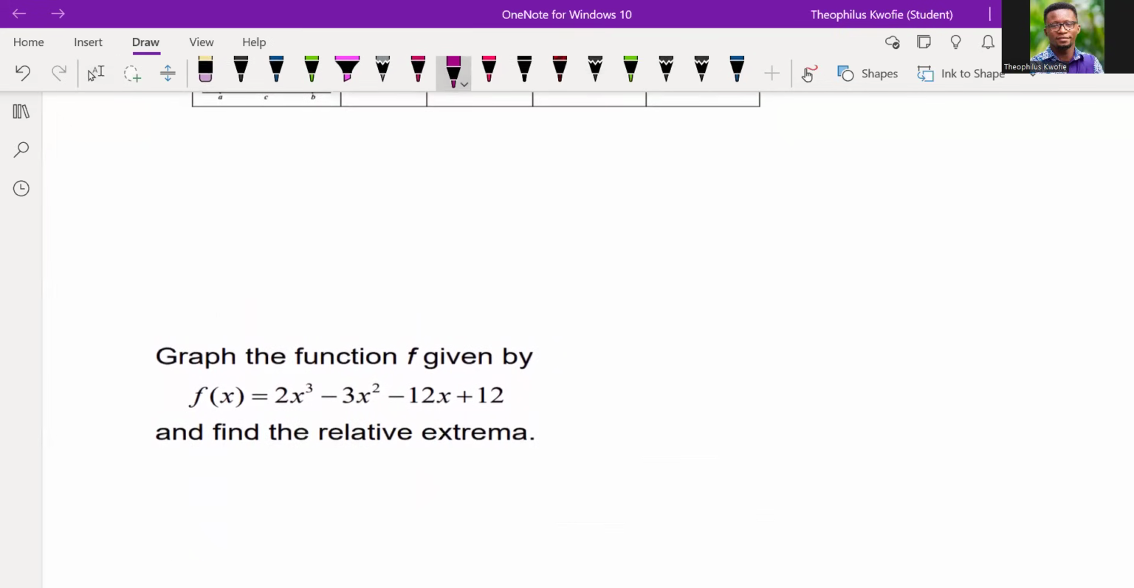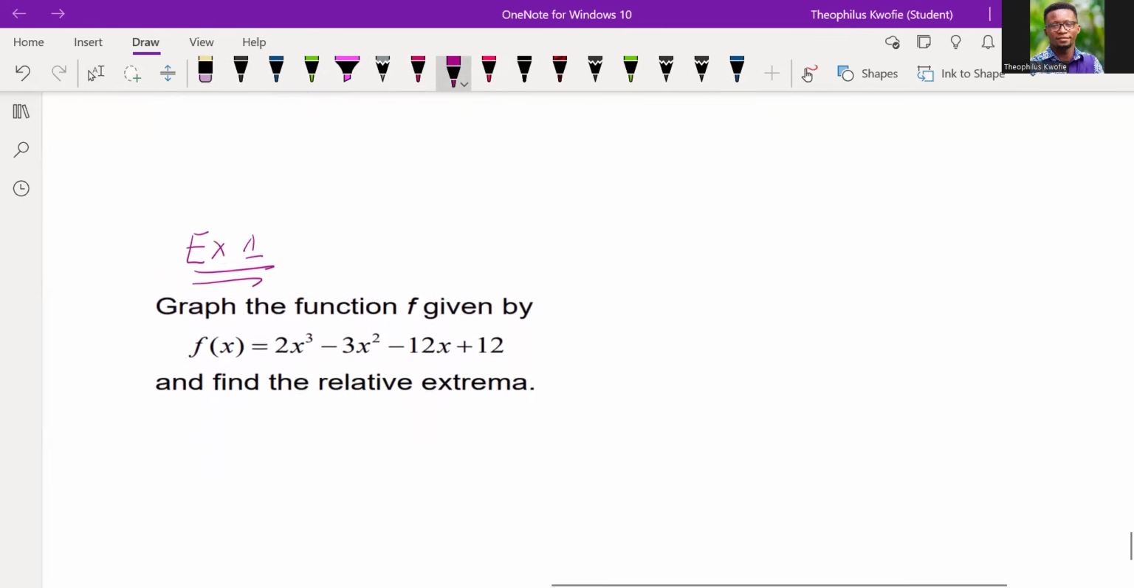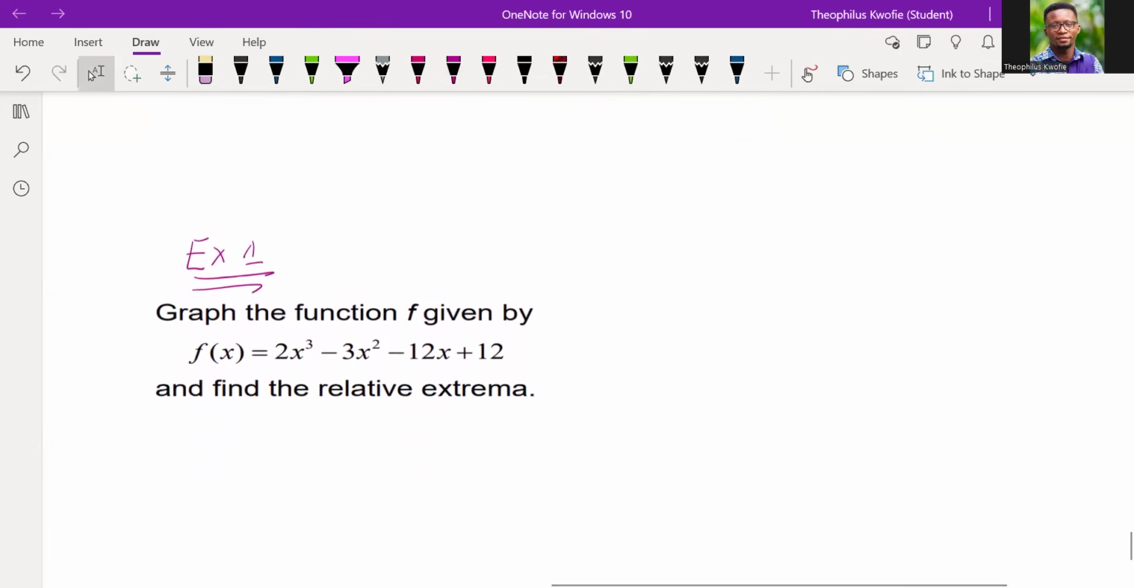So I want us to solve this particular problem and see how best we can leverage what we have studied so far. Now, this question says that we should take the function f given by this particular function, and we should find a relative extrema.